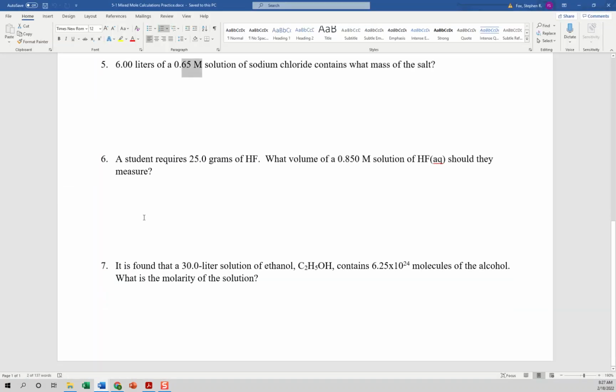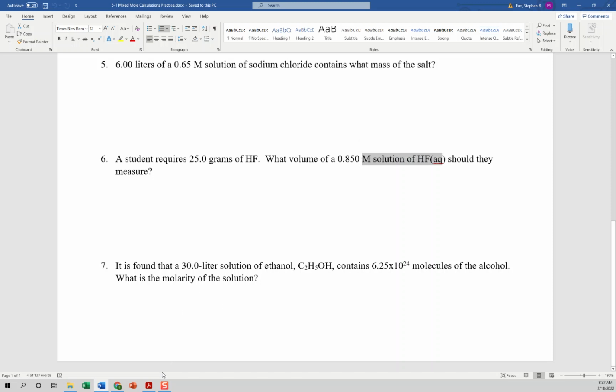All right, number 6. A student requires 25 grams of HF. So we have 25 grams of HF, right? So we're starting at mass. And we want to know what volume of a 0.85 molar solution. So this is not a gas. This is an aqueous solution, right? Let molarity be the key there. So we're looking for volume of a solution, not volume of a gas at STP.